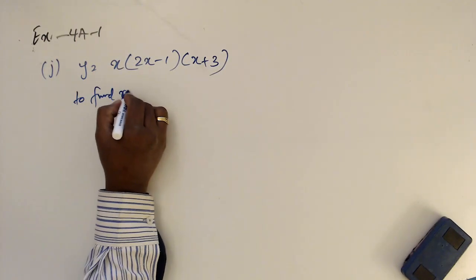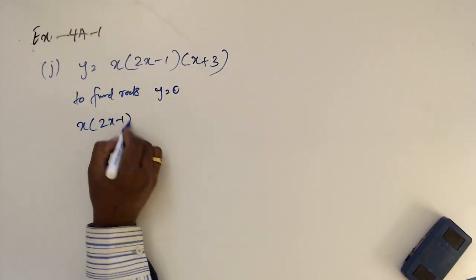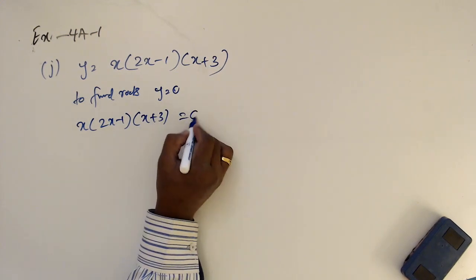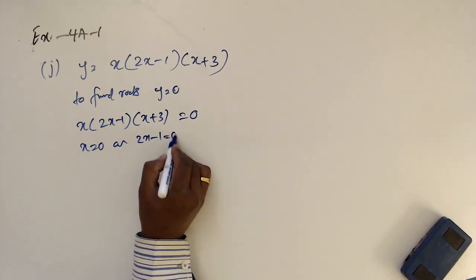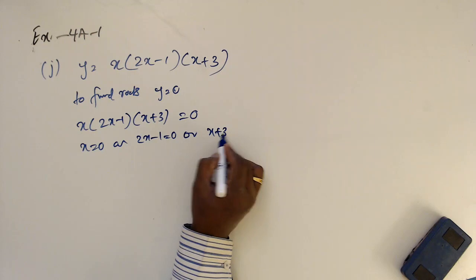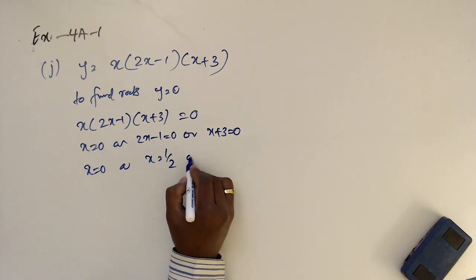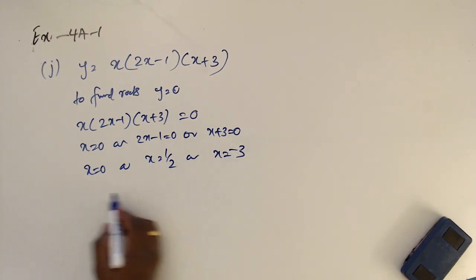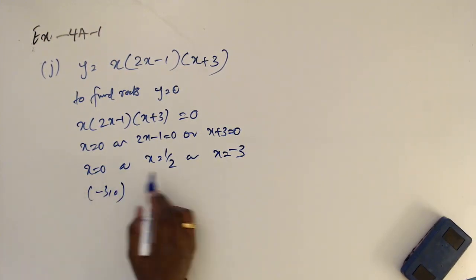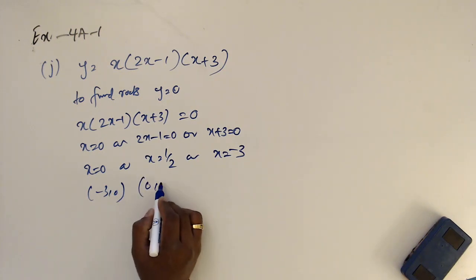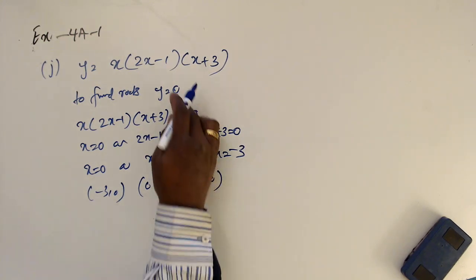To find roots, y equals 0. x equals 0 or 2x minus 1 equals 0 or x plus 3 equals 0. So x equals 0 or x equals half or x equals minus 3. Minus 3, 0, then in ascending order 0, 0 and half, 0. So those are where y is 0.